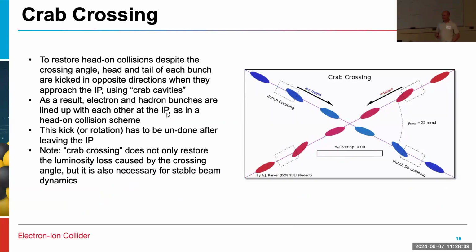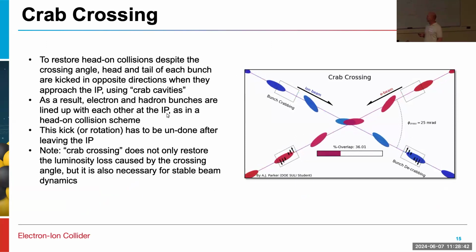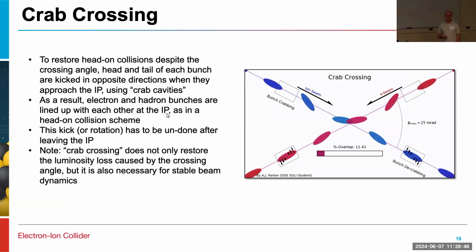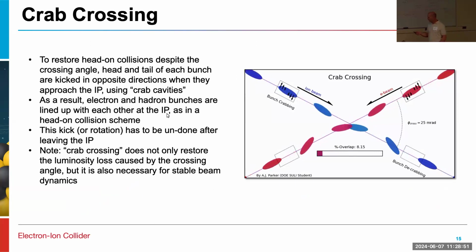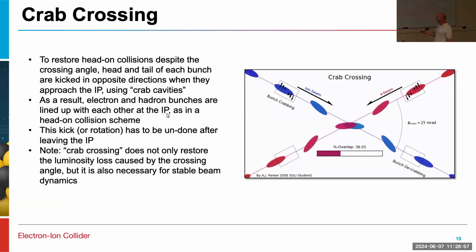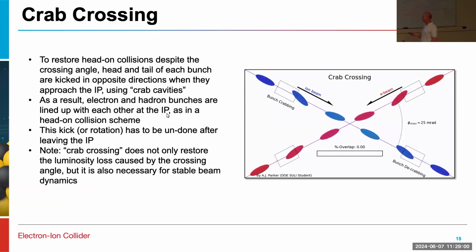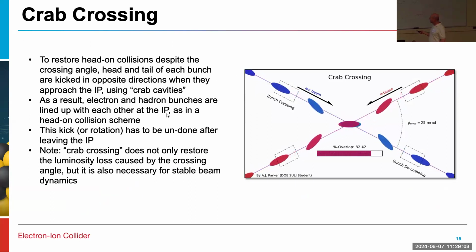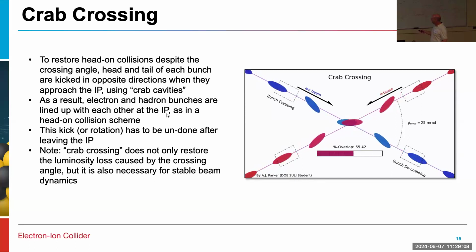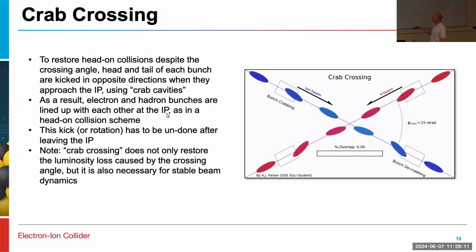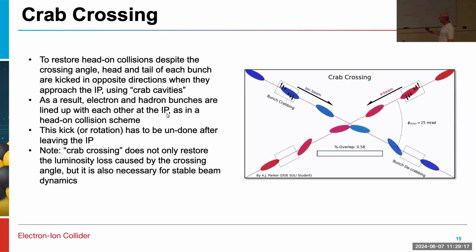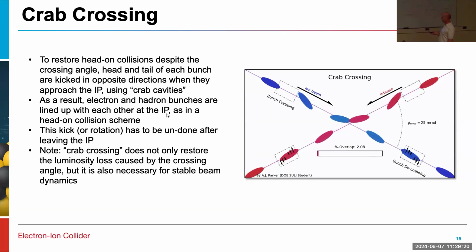Okay, so the trick is here, that's the only movie I have. I usually hate movies in presentations because they are very distracting, I think. So the trick is that we apply what we call crab crossing. We have the two beams coming in here, the electrons and the hadrons. And of course, the bunches are aligned with the orbit, with the trajectory. And now I kick them here. I kick the head of the bunch down, the tail of the bunch up. Top view, of course, but I'm still saying up and down. So they tumble around, and when they reach the interaction point where they collide, they are suddenly lined up.